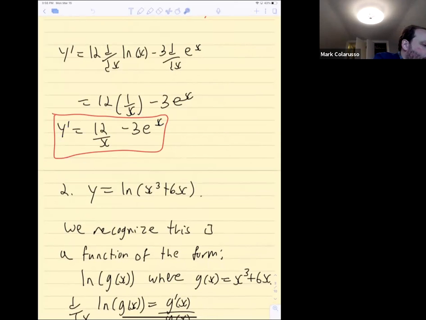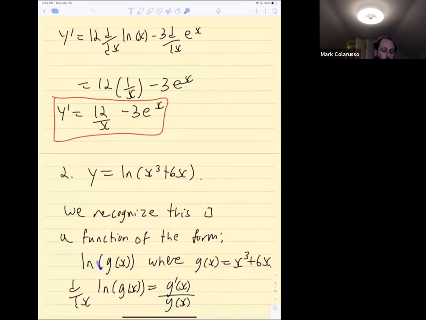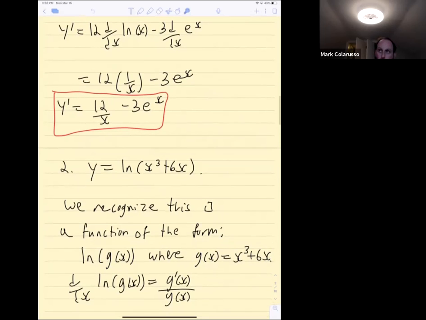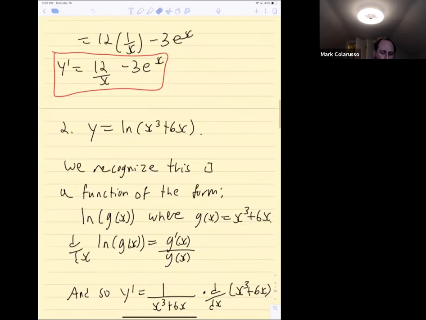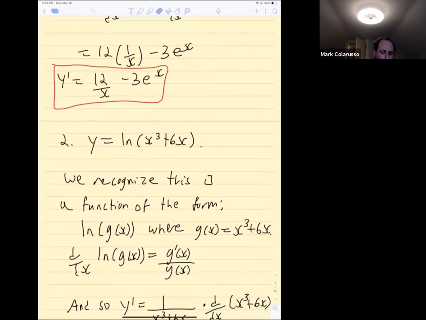So I'm just going to continue with the second one. In the second one, we're going to look at a slightly more complicated function, the ln of x cubed plus 6x. We recognize this as a function of the form ln of g of x, where now our g of x is the inner function x cubed plus 6x. And so we can use the formula I developed earlier in the lecture, in video 21, part A, at the beginning, for the derivative of such a composition, which we developed using the chain rule: the derivative of ln g of x is g prime of x over g of x.